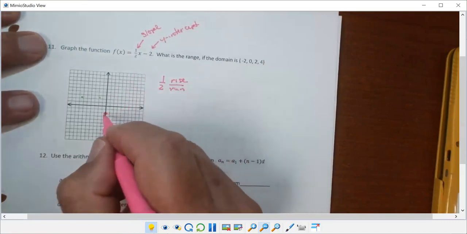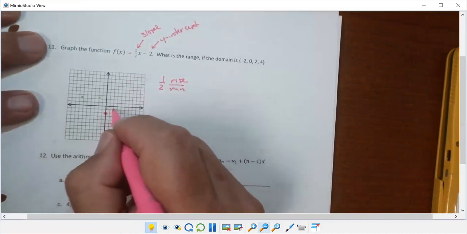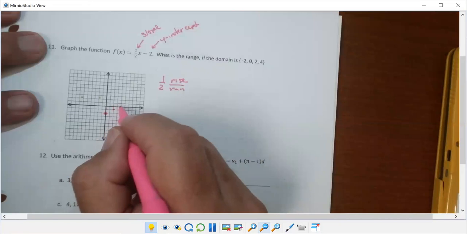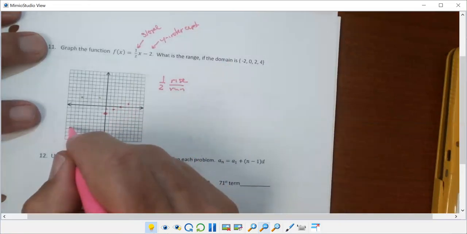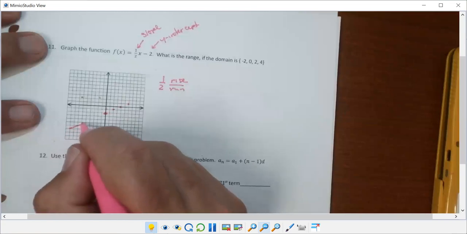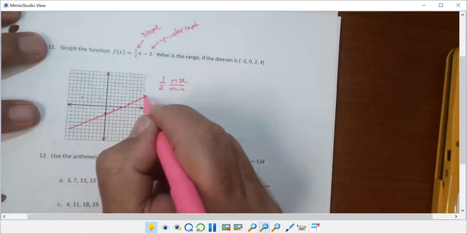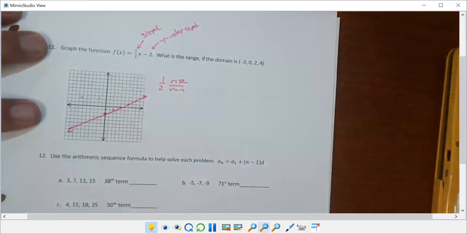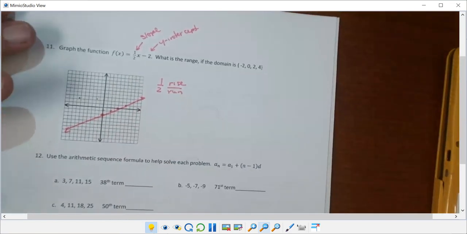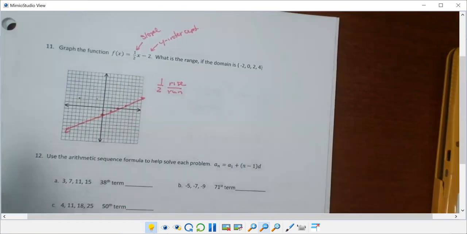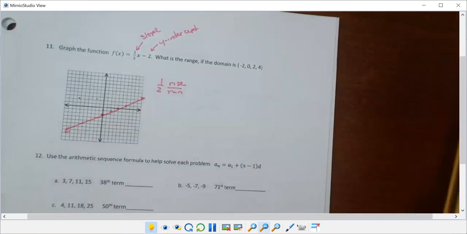Watch this. I'm going to go up 1 over 2, put a dot. Up 1 over 2, put a dot. Up 1 over 2. All right, so there we go. And then I'm going to draw my line. So there's my graph. All right, so I graphed the function. Now, you can put this in a calculator. I'm going to show you how you can do it in a calculator, or you can do Desmos. I'm just going to show you the calculator because I happen to have one on me.